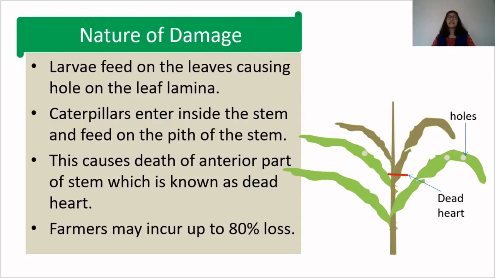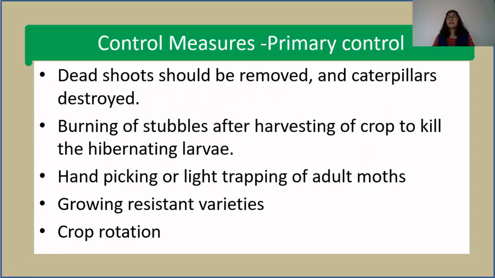This causes the anterior part of the plant to wilt, to dry, and that portion is called dead heart. Farmers incur a loss of up to 80%. So here in this diagrammatic representation, you can see the dead heart. The anterior portion of the plant has wilted, dried up. Our next point is control measures of Jawar stem borer.